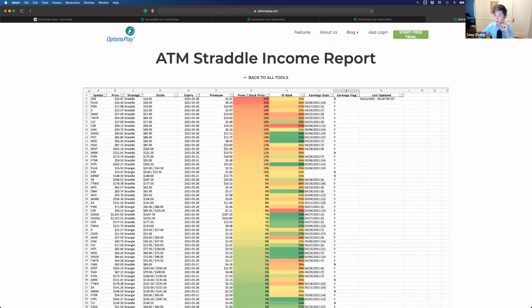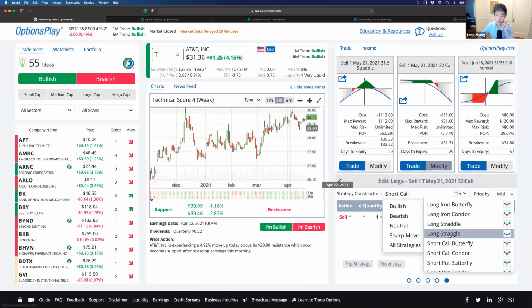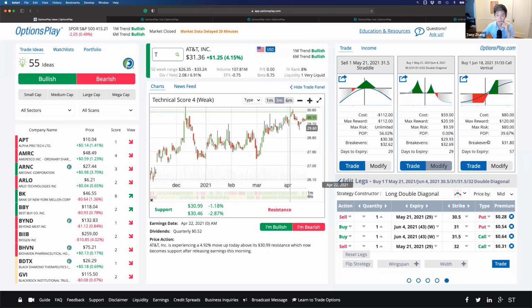Would you recommend double diagonal over earnings trades? I'll be honest, I've never traded a double diagonal. A double diagonal is kind of like, I guess it's sort of, I don't even know if we have a double diagonal. We do. I don't know when anyone would ever trade a double diagonal, to be perfectly honest. You're really just taking a call diagonal and a put diagonal and trading them both at the same time.